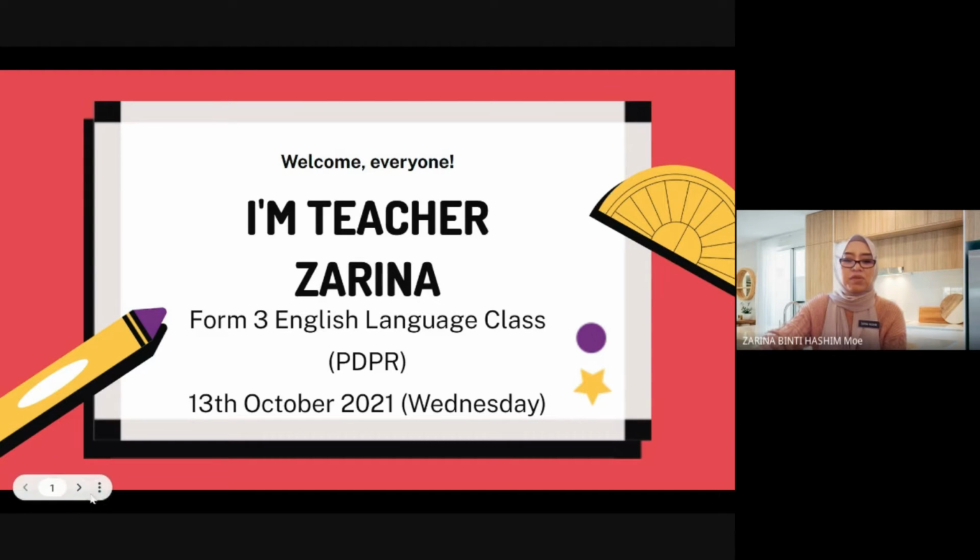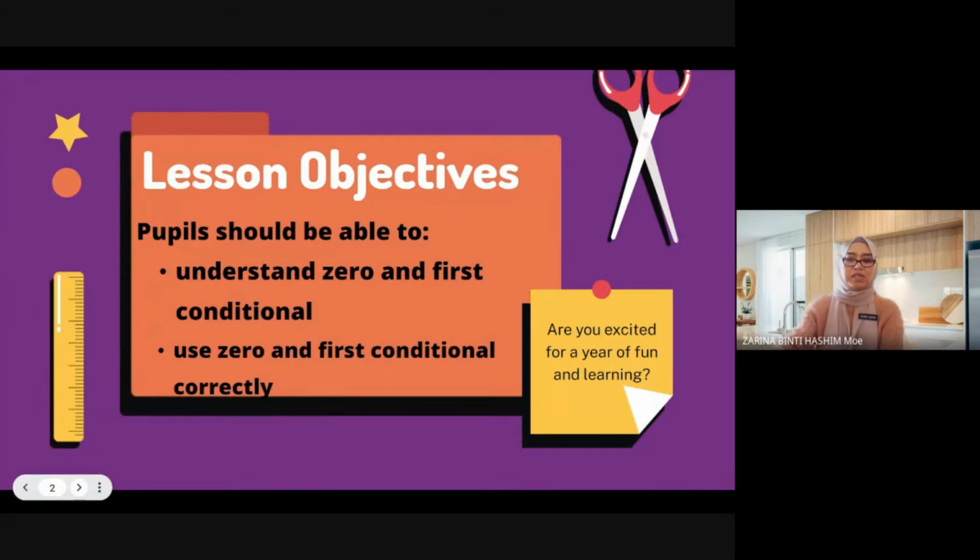Our lesson objectives: at the end of the lesson, you should be able to understand what the zero and first conditionals are. So we're going to learn about zero and first conditional, and after you learn what they are, we will do exercises. From there, we will be able to see whether you can use zero and first conditional correctly.